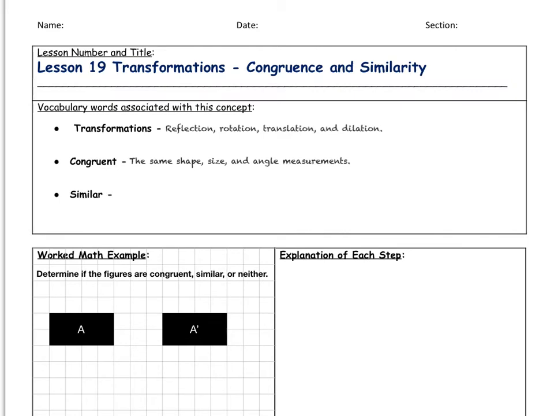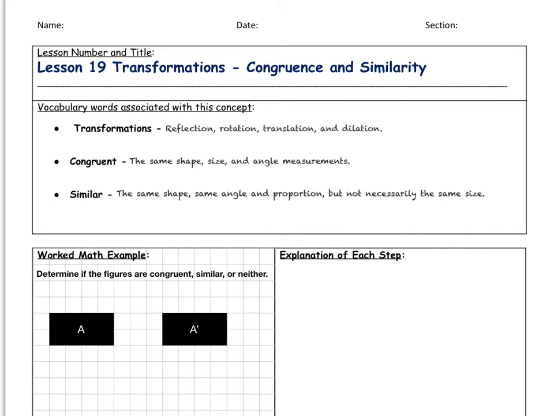Lastly, we're going to be talking about similar. Two figures are similar if they have the same shape, they have the same angles and proportions, but they're not necessarily the same size. Sometimes they will have the same size, and sometimes they're going to be a little larger or a little smaller. It is very important to note that if the figures are congruent, that means that the figures are also going to be similar. Now, if they are similar, it doesn't mean that they're always going to be congruent.